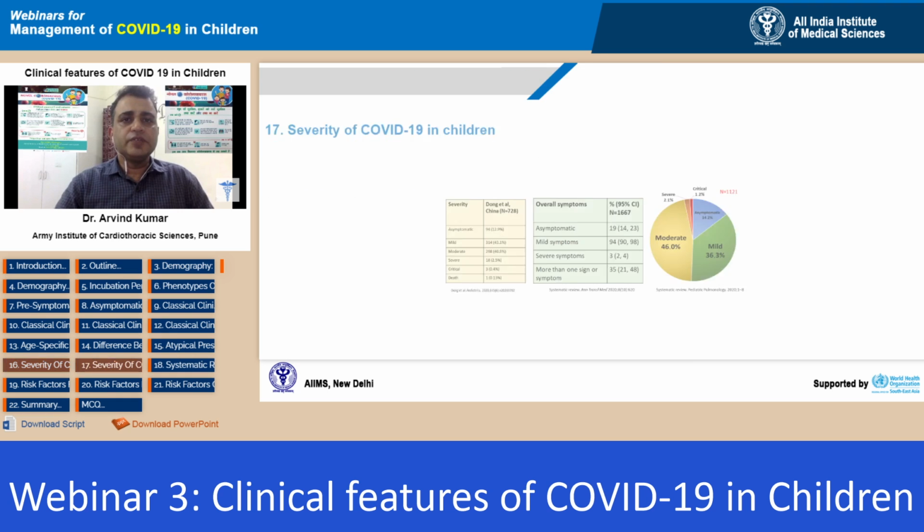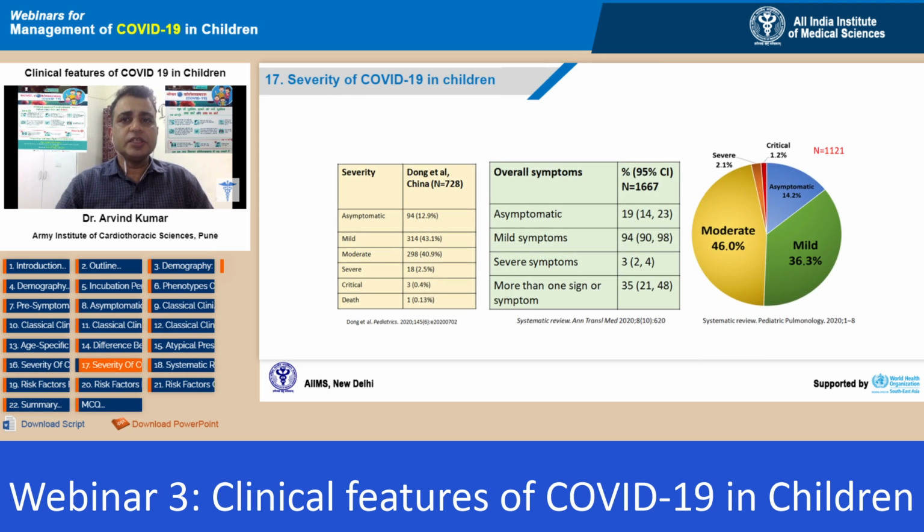Here is the severity of disease in children in various studies. The table on the left shows a study from China where about 13% of cases were asymptomatic, 43% had mild, 41% had moderate, 2.5% had severe infections, and only 0.4% had critical infections.